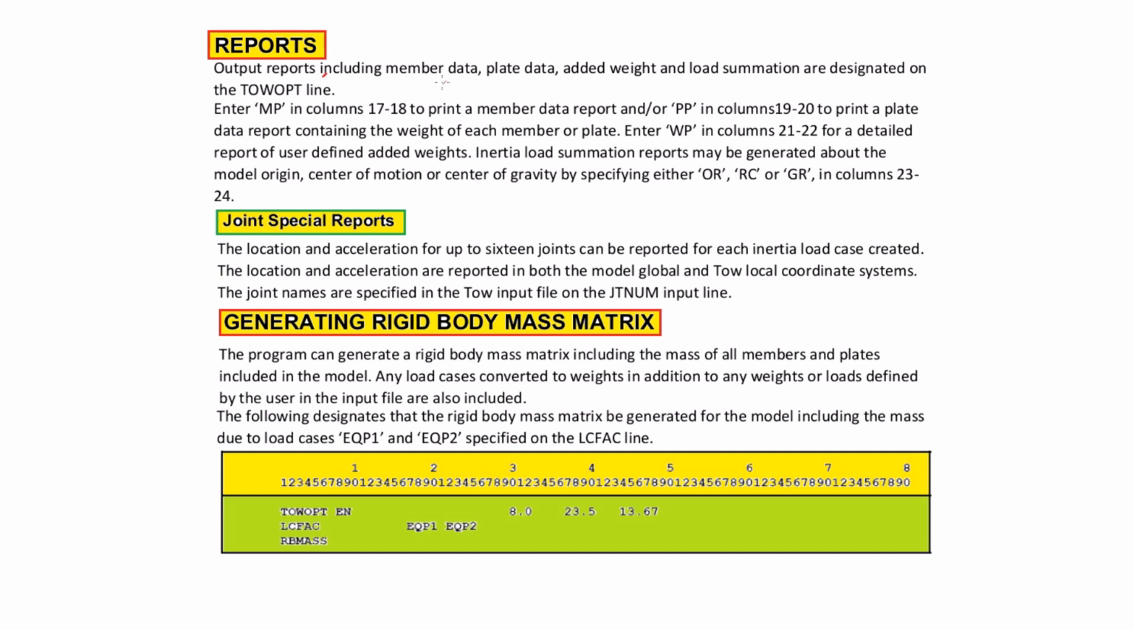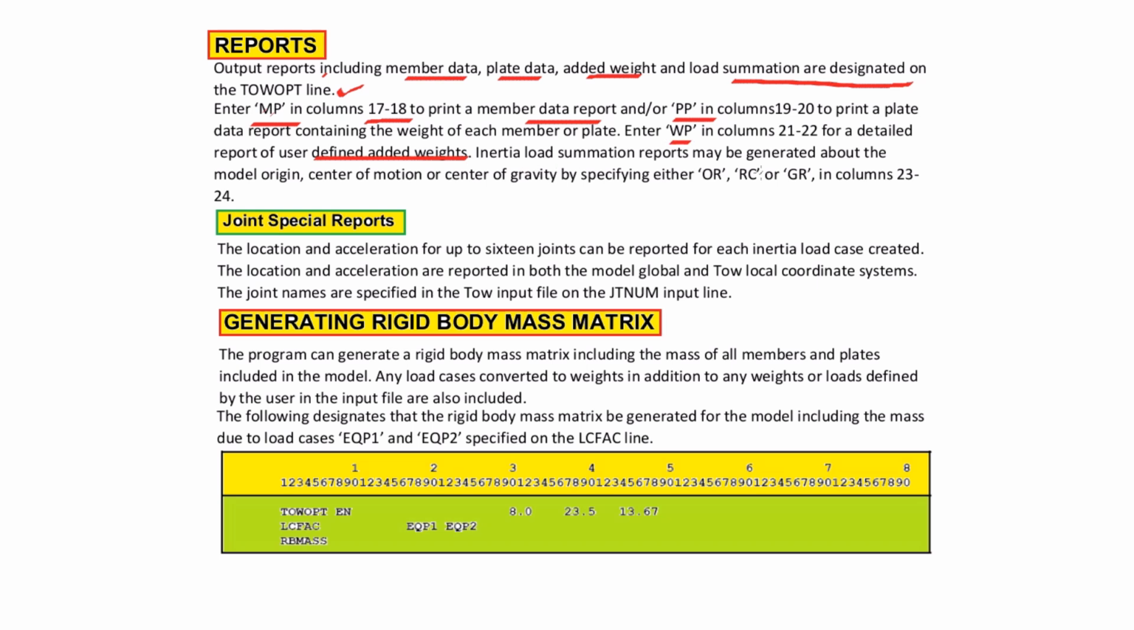Output reports including the member data, plate data, added weight, and load summation are designated on the tau option line. Enter MP in columns 17 to 18 to print the member data report, and PP in the next columns to print the plate data report. MP means member print, PP means plate print. WP might be for the user-defined added weights.